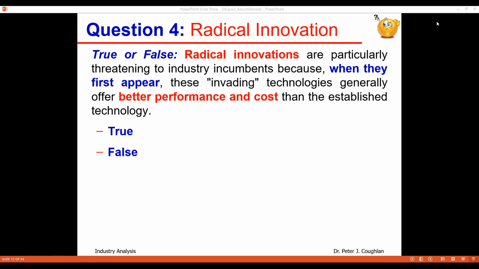You might want to hedge your bets. You might want to invest in it, right? But again, when they first appear, these invading technologies generally offer better performance and cost than the established technology. That is false, right? So the answer to question 4 is false.